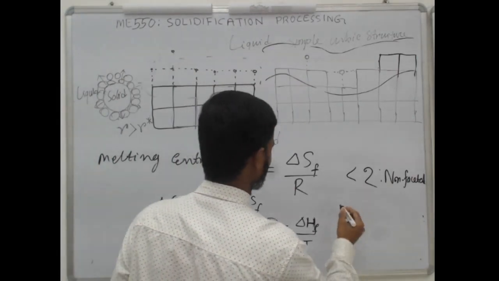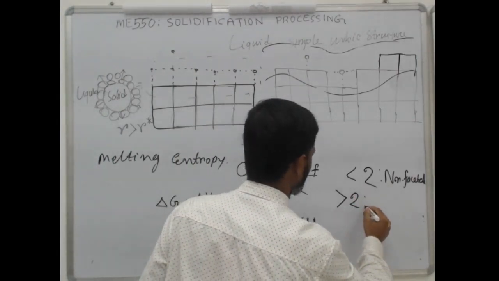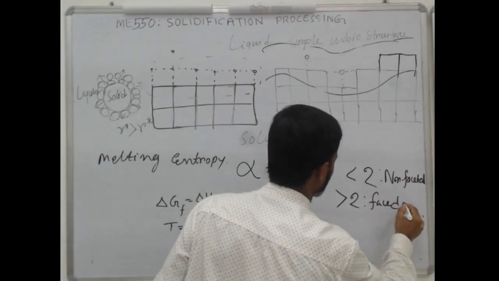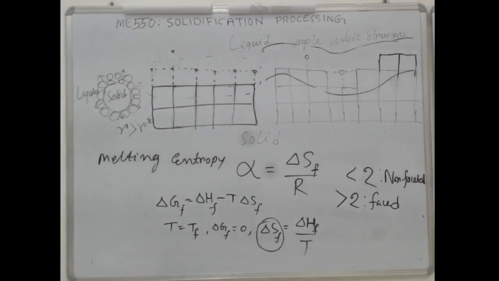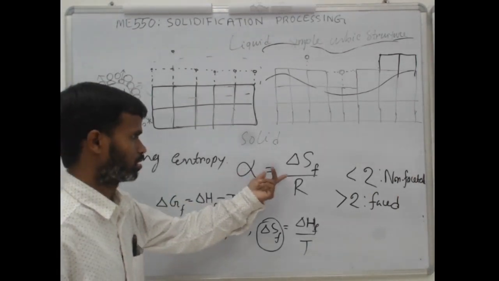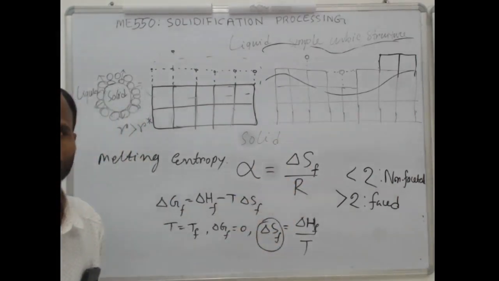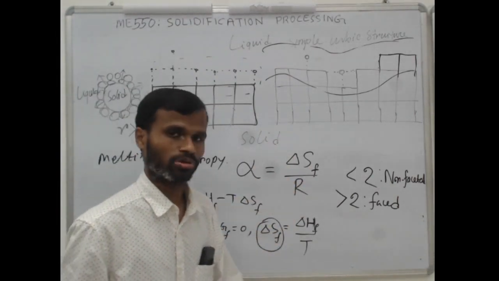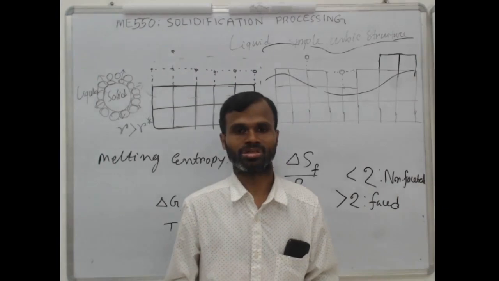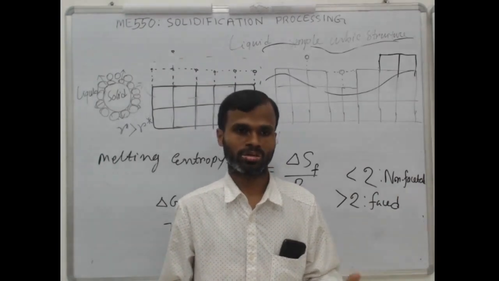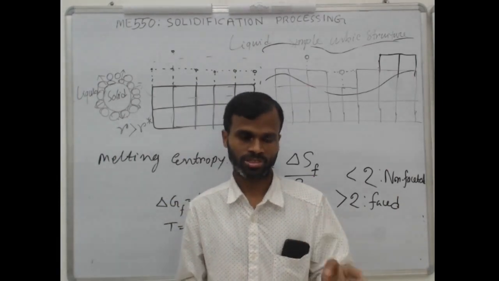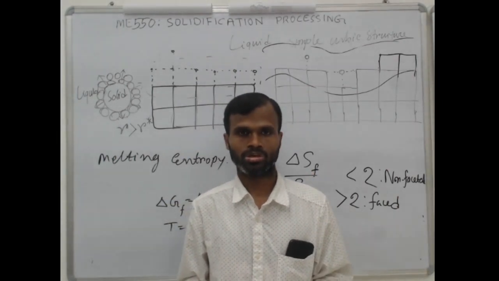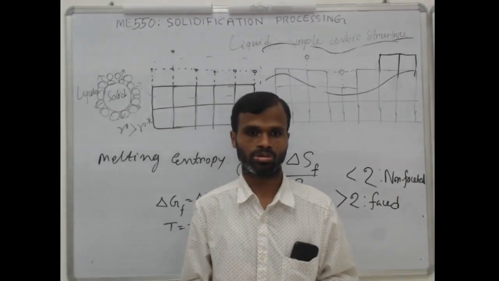Non-faceted crystal growth. If it is greater than 2, you get a faceted crystal growth. So this is just a non-dimensional entropy parameter, called melting entropy. This parameter tells you whether you will get a faceted growth or non-faceted. But again, I am saying that for the same material you can have faceted as well as non-faceted growth depending on the processing route.